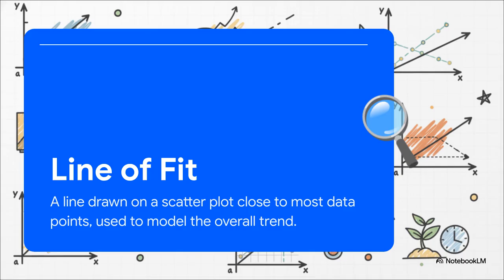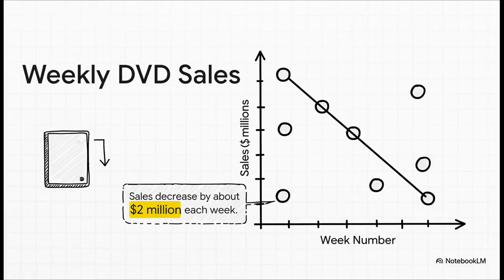Think of it as our best guess, an approximation that we draw to cut right through the center of that data cloud. It's really a way of finding the signal in the noise, capturing the general trend even when the individual points don't line up perfectly. Check out these weekly DVD sales. The numbers don't decrease by the exact same amount each week. It's a little jumpy, but if we plot them, you can clearly see a downward trend. By drawing a line of fit through the middle of these points, we can see that sales are decreasing by about $2 million each week. It gives us a simple, powerful model for a messy set of data.